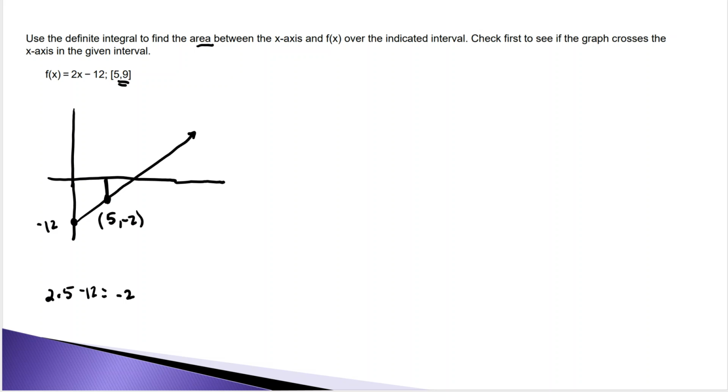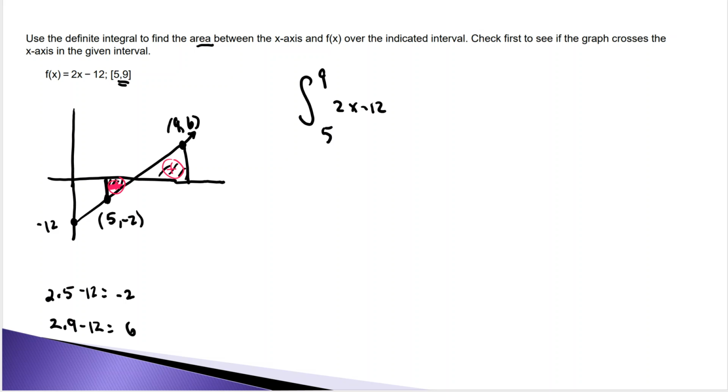And if I put 9 into the function, I get 18 minus 12, which is 6. So this is the point right here, 9 comma 6. And you see that if I calculate the definite integral from 5 up to 9 of this function, it's going to count this stuff on the left as negative and this stuff on the right as positive. So we don't want that.